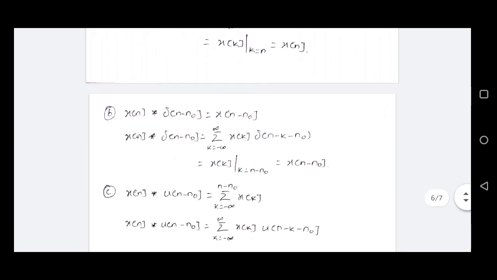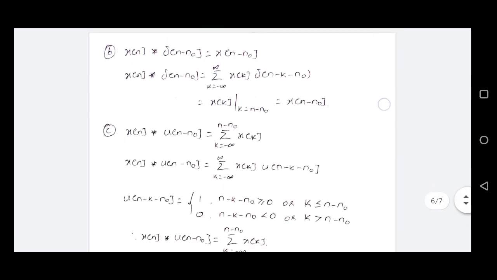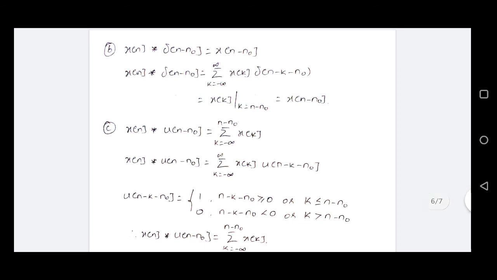Now the convolution between the input sequence and the time shifted impulse function represented by delta n minus n naught will be the input sequence shifted by n naught, which will be represented by x of n minus n naught. So summation from minus infinity to plus infinity x of k delta n minus k minus n naught. This will be the input sequence present at k equals to n minus n naught, which is nothing but x of n minus n naught.